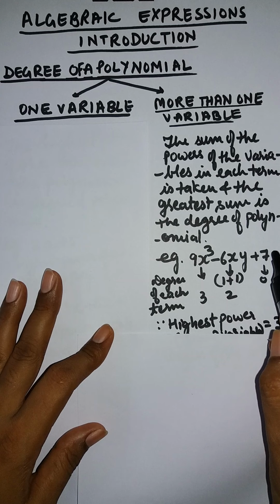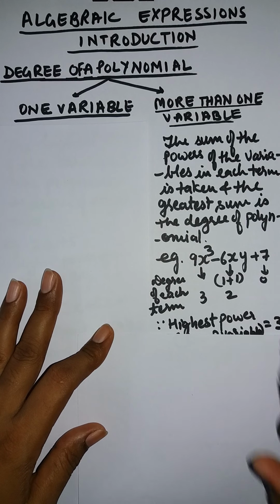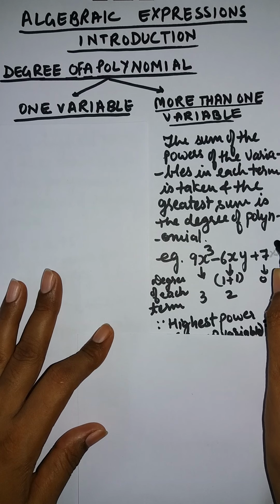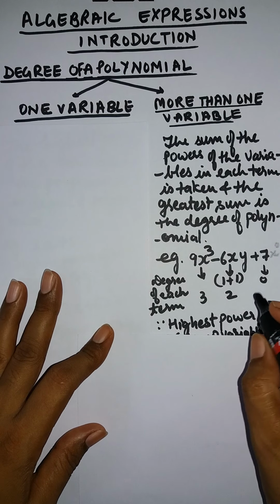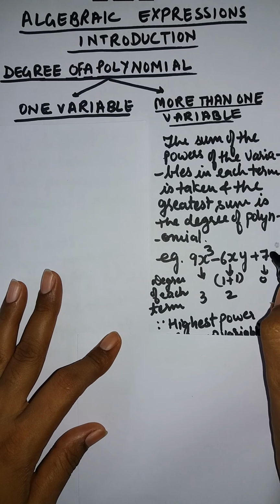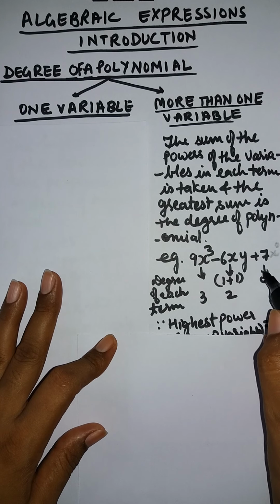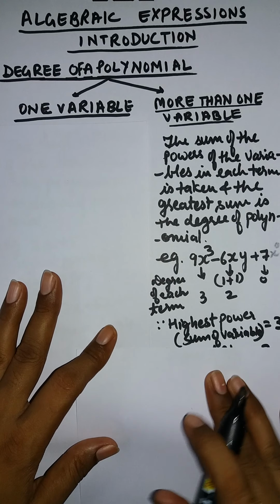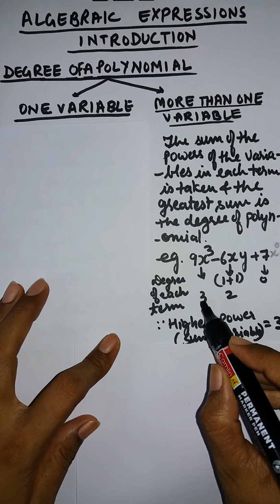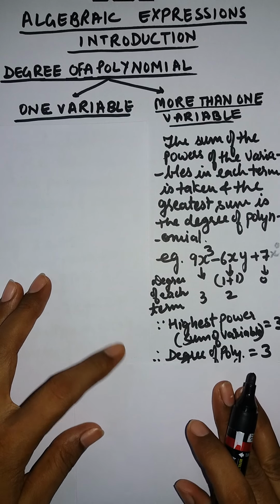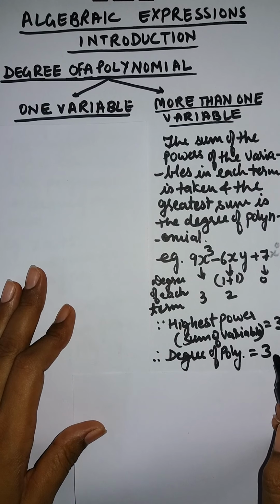And 7, because it is not having any variable here, it means it must be having the variable, suppose x, and its power is 0. By using the law of exponent, a raised to the power 0 equals to 1, it is considered as 1, and 7 multiplied by 1 is nothing but 7. So the degree of this is 0. So we choose among the all, 3 is the highest power. That is the sum of the variable here, highest power is this. So degree of polynomial is 3 here.